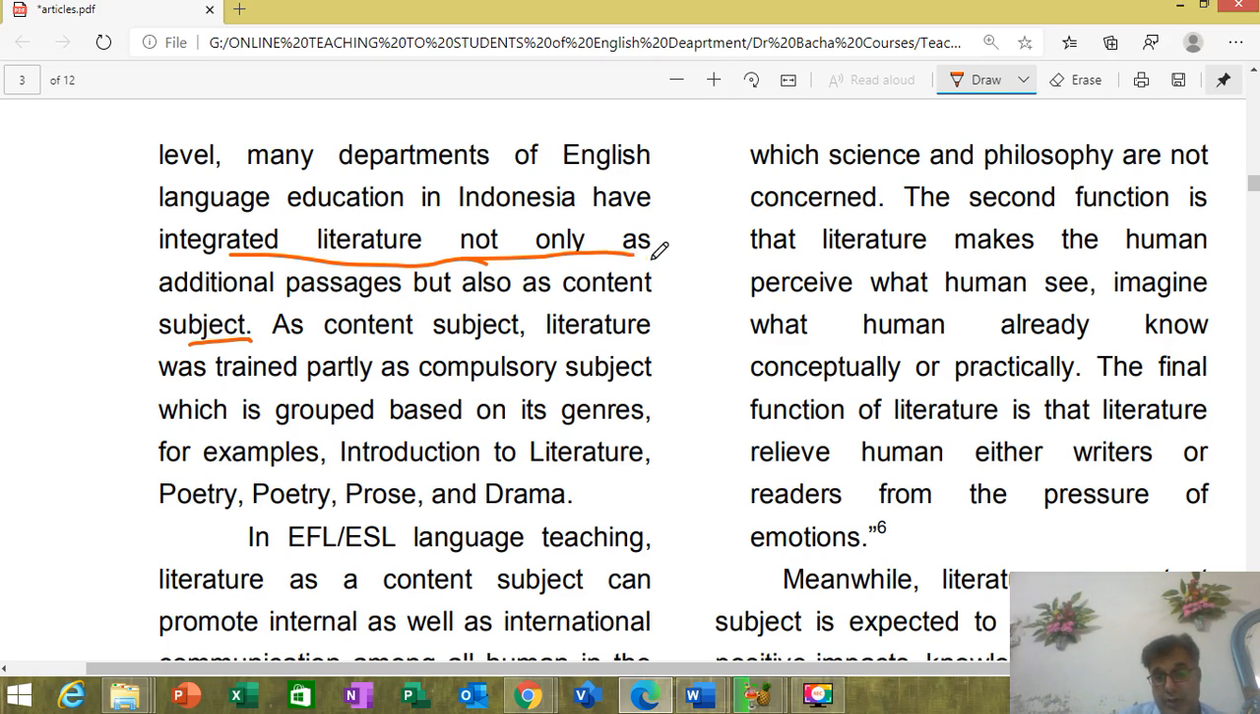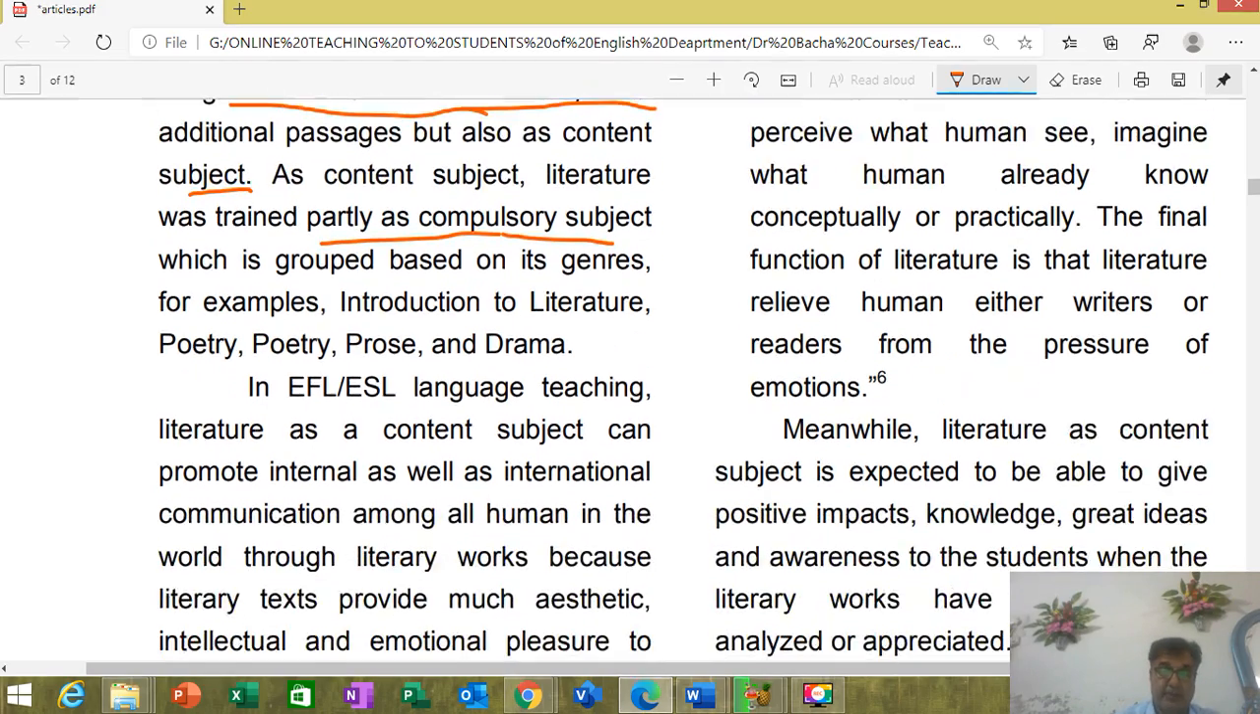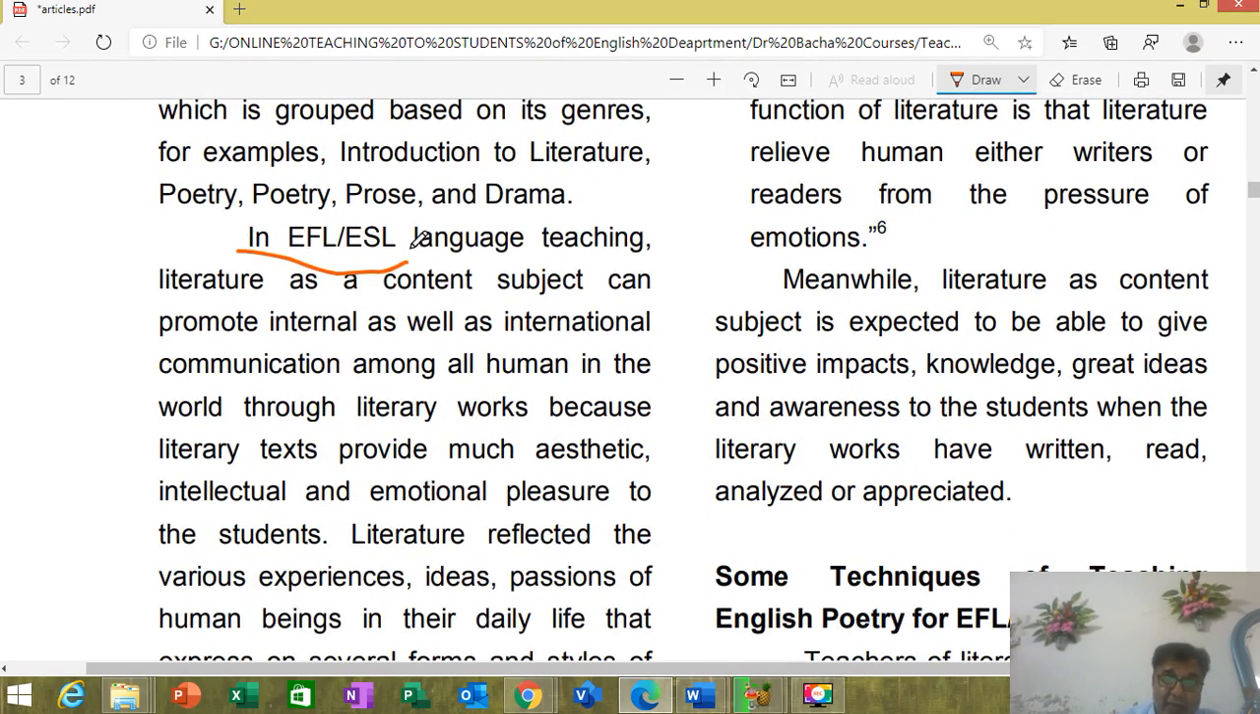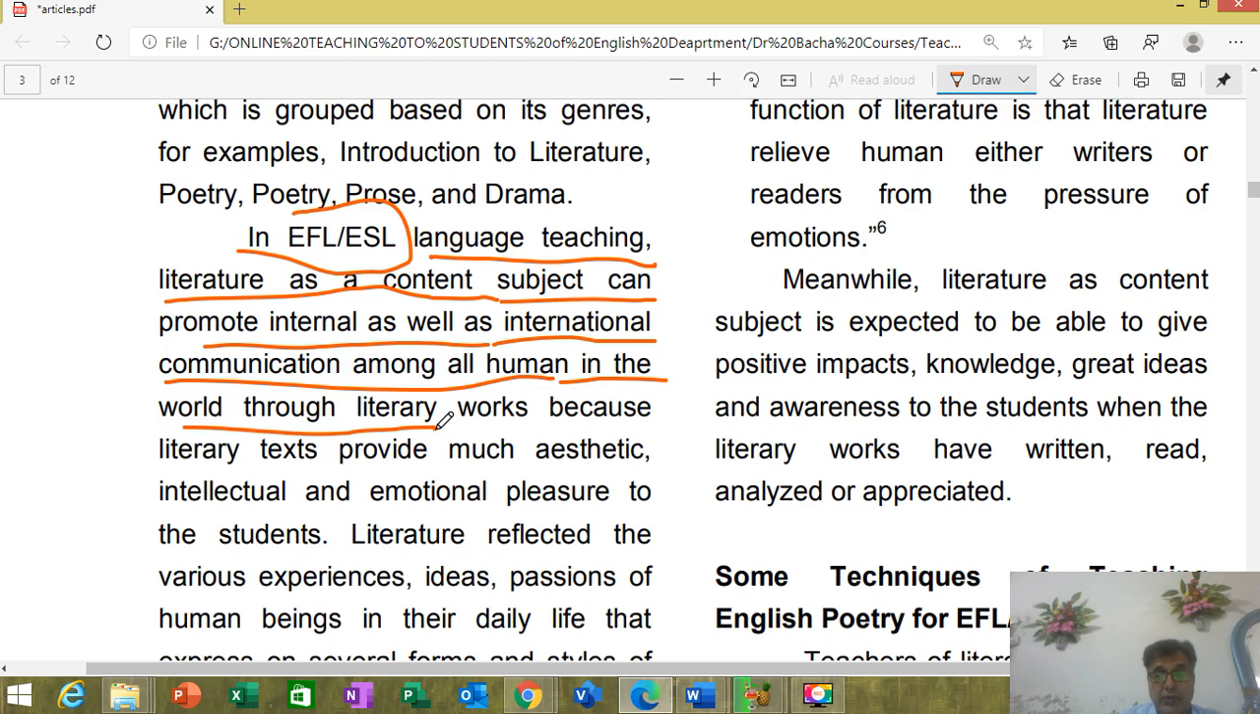So you see that literature is a content subject. Literature is taught partly as compulsory, and all your subjects are compulsory. Now in ESL language teaching, literature is a content subject and can promote internal as well as international communication among all humans in the world through literary works, because literary texts provide much aesthetic, intellectual, and further emotional pleasure to the students.